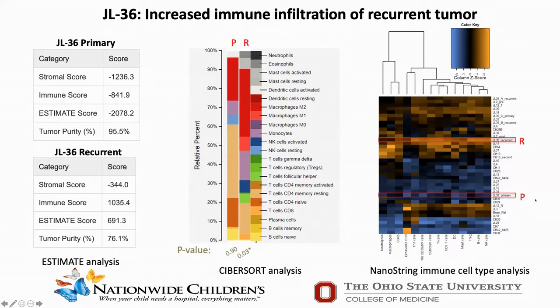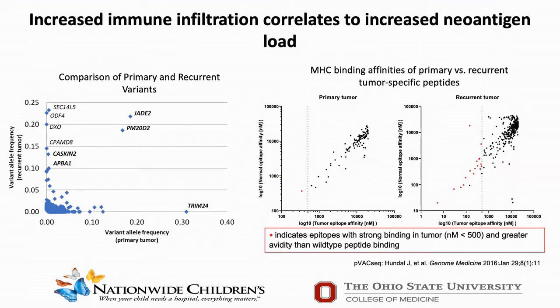So this seems to be not just for this patient, but for many patients in the CNS setting, a reproducible phenomenon where we see an increase in immune infiltration in the course of recurrence. We evaluated this a little bit more by looking at neoantigen load. Here on the left, you can see the difference in the number of mutations identified in the primary on the x-axis and in the recurrent cancer on the y-axis.